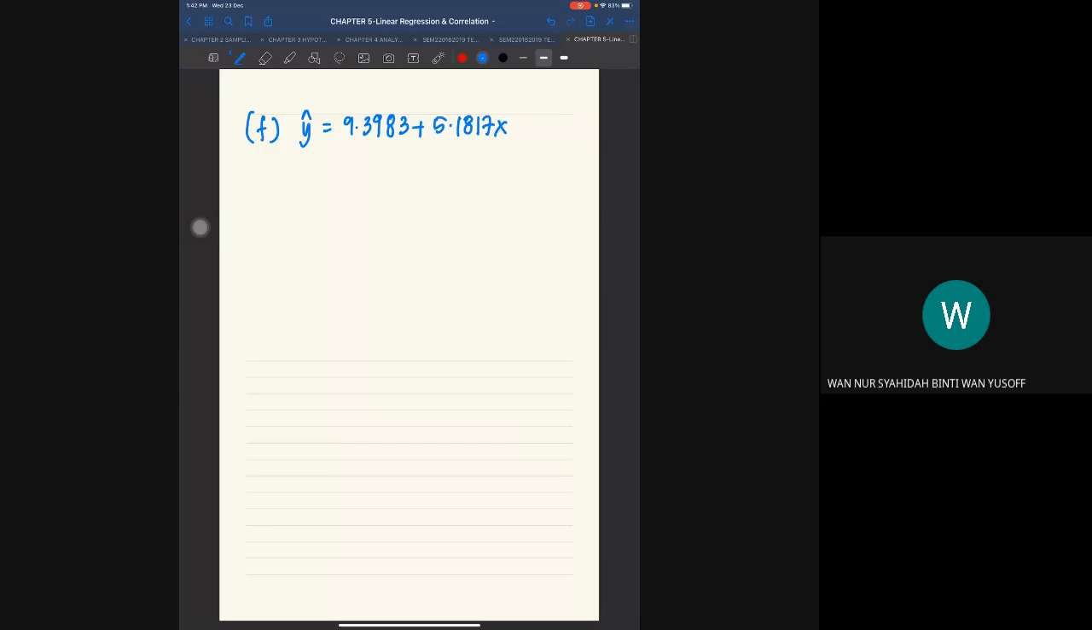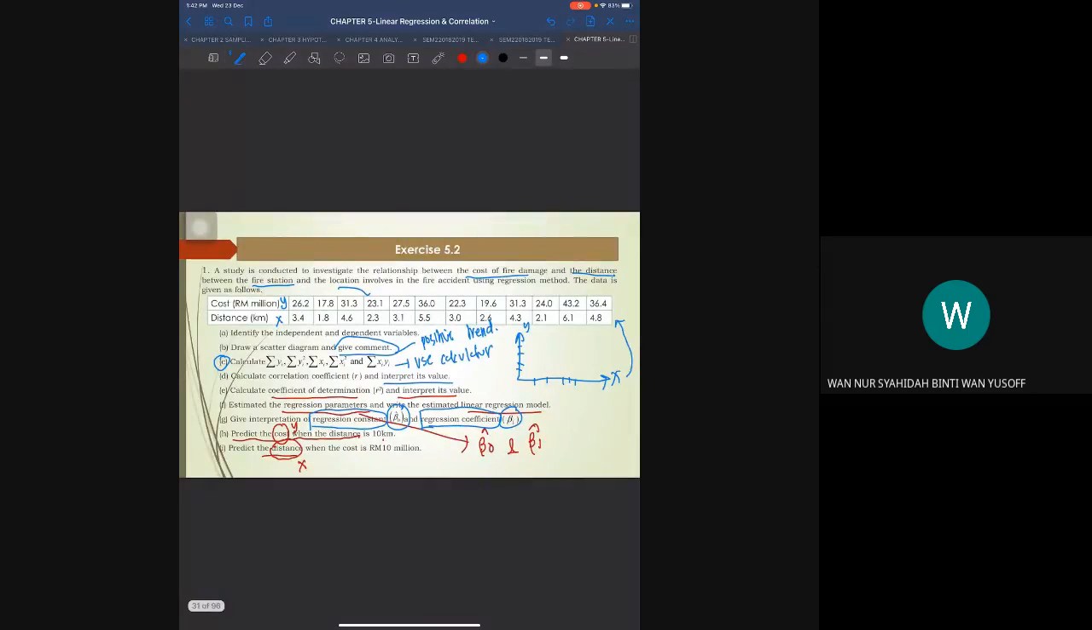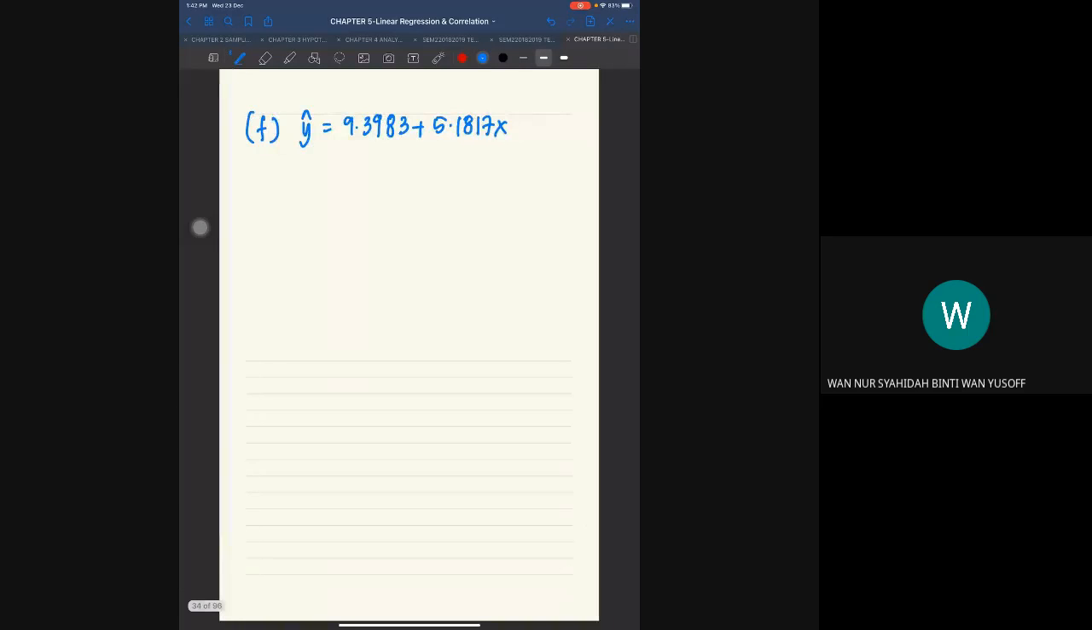Okay, so we need to predict the cost, which is your y, when the given distance is 10. So you just substitute 10 as your x here. And then you will get, don't forget the unit, million. Okay, G, we need to predict the distance. So distance is your x.